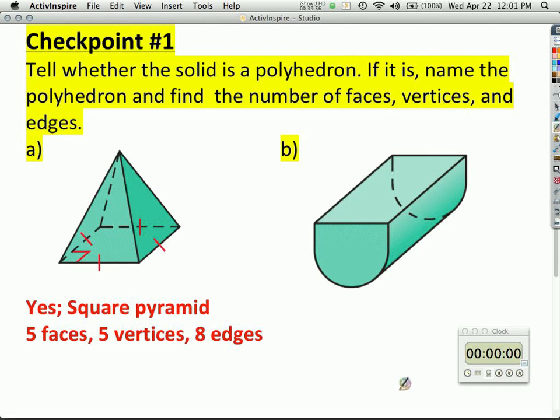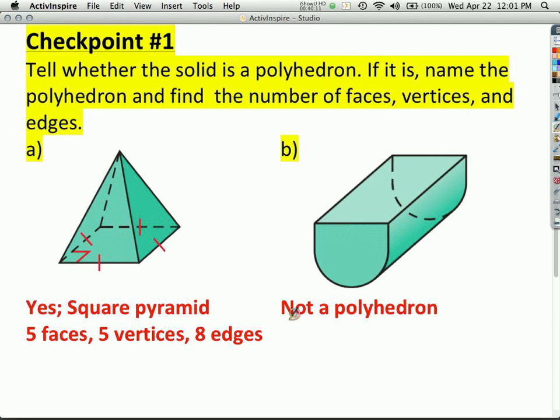What about part B? I got student 14 and student 18. What do you say, student 14? It's not a polyhedron. So you just stop there, student 18? Not here. So, Dianara, you were right. It is not a polyhedron. Very good. Any comments or concerns?